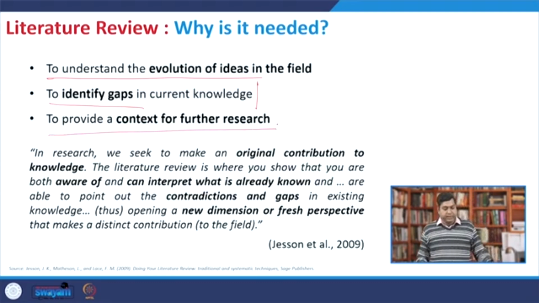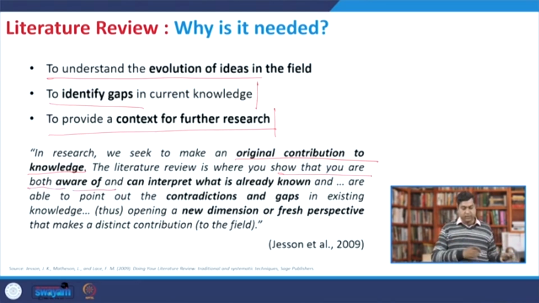To provide a context for further research. Once you have clearly identified the gap, you can go for this research. In research, we seek to make an original contribution to knowledge, that is one of the main criteria. The literature review is where you show that you are both aware of the existing literature and can also interpret what is already known. So, you have sound knowledge of the past studies, you know about it.